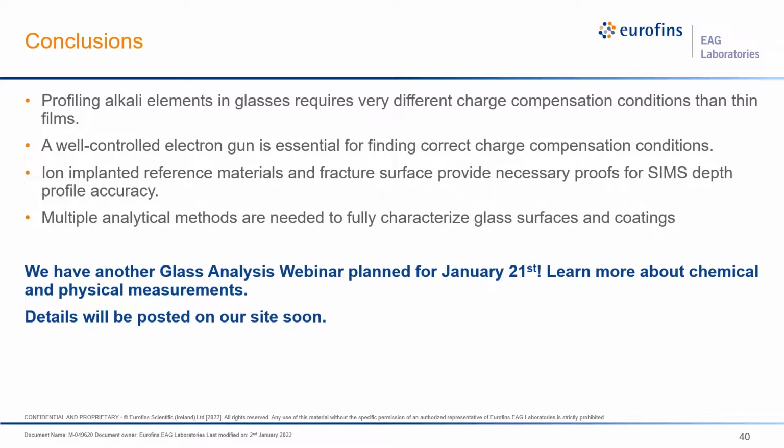In glasses, we use the fracture surfaces, but sometimes that may not be available for us to do. And again, with the examples of the TEM analyses and the Auger analyses, you often need multiple analytical methods to fully characterize these glass surfaces and the coatings on glass.